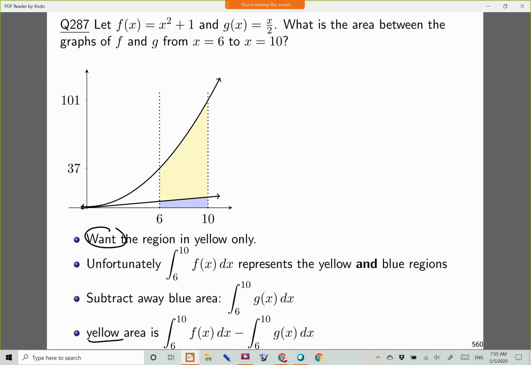Another way to write that: you can write this as two separate integrals like this, that's fine, but you can also compact this using one of the rules for definite integrals and have the integral from 6 to 10 of f minus g dx.